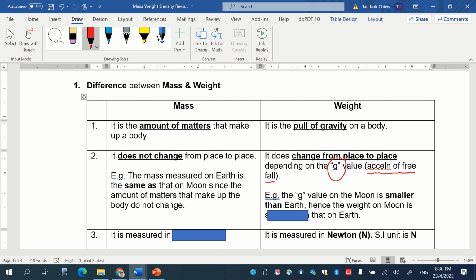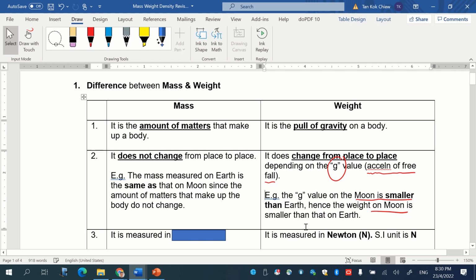And the G value changes from place to place. For example, the G value on moon is smaller than that on Earth, right? Hence, the weight on the moon is also smaller than that on Earth. Okay, I repeat, because moon is smaller than Earth, it has a G value that's smaller.